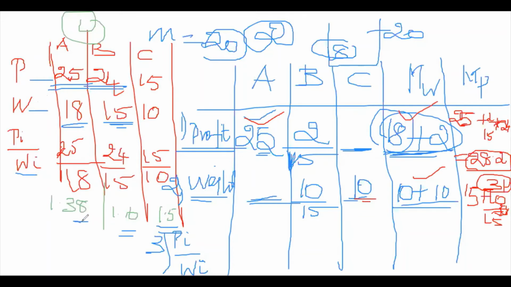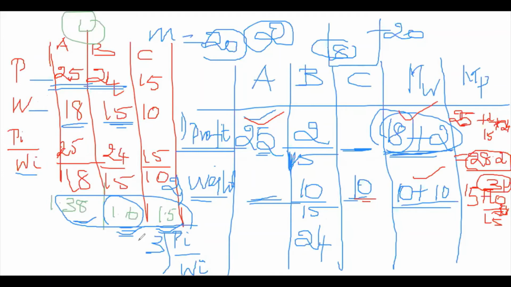So what about the 1.38, 1.6, 1.5? Out of these three things, which one is the maximum? 1.6, object B is maximum. Now you are choosing for maximum. So what is the maximum here? 1.6. So 1.6 means the profit is 24. So here I am choosing for 24.